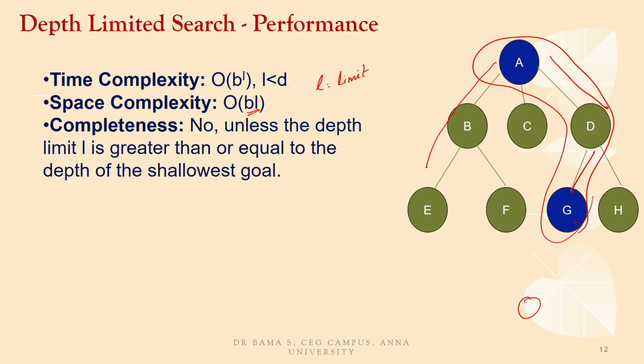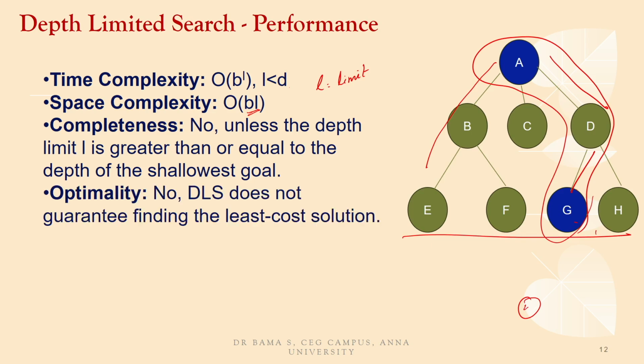Completeness, as I said in the previous slide, is no, because if the goal is somewhere deeper and we specify the limit to be within this structure, then the goal will not be found. So, it is not complete, and optimal is also no, it does not guarantee the least cost solution. So, that is regarding the third search technique.